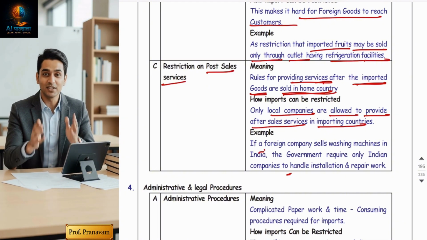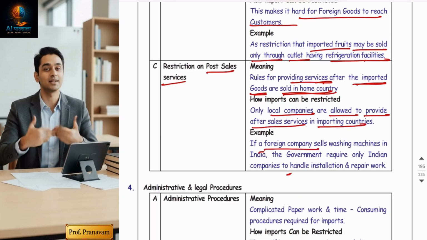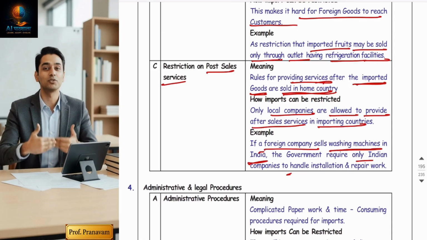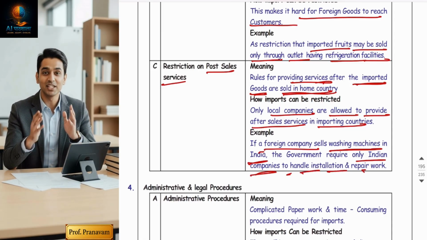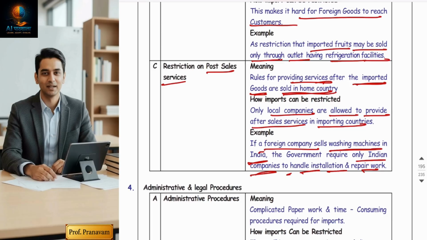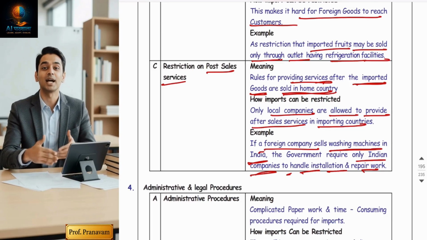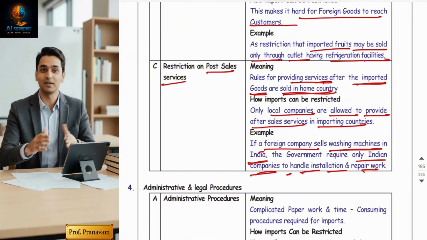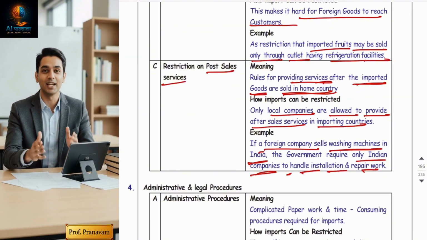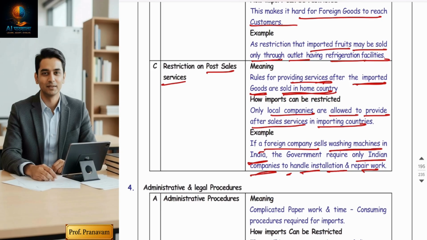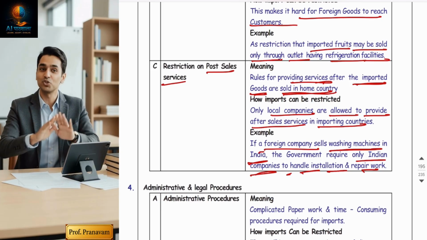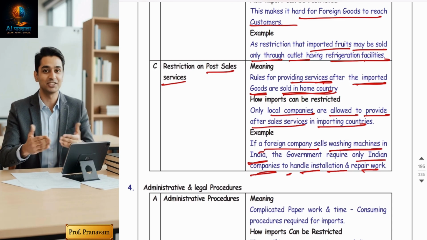Okay. So for example, if any foreign company wants to sell a washing machine in India, then the government requires only an Indian company to handle installation and repair work. So the foreign company has to explain to one of the Indian companies how the washing machine is installed, so that after sale service can be given. Yes, the secrecy will be sacrificed by the foreign companies. Wow, what indirect methods the government has made.